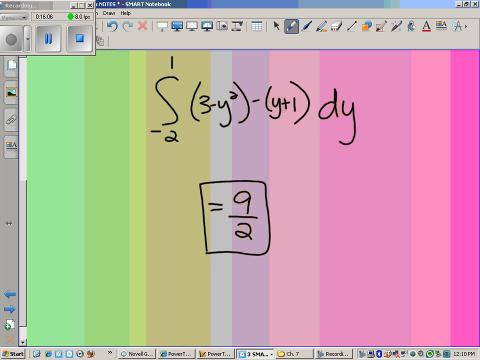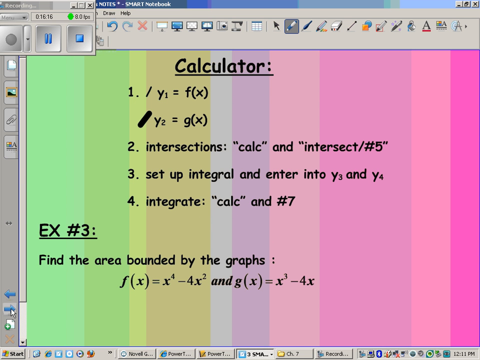Okay. We have some calculator stuff. Could you read the calculator steps? You plug f of x into your y1. You plug g of x into your y2, but I make it a thicker line so I can tell the difference when I go to graph it. I'm going to push graph so I can see the picture. I'm going to adjust my window so that I can see my picture. I'm going to then find my intersections by doing second trace, which is your calc, and going to intersect.